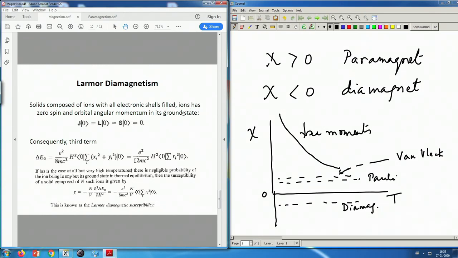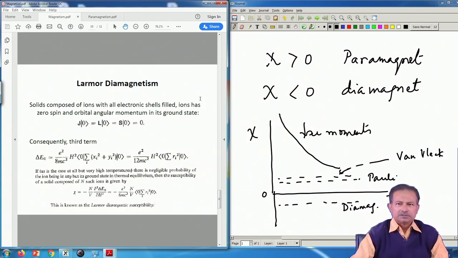Now, if you have a solid where the atoms or ions have all their electronic shells filled, for example argon, neon, xenon, this kind of system, they have completely filled shells. So, inert gases, they are inert because they are completely filled shells. There you will have the situation that L is 0, S is 0, therefore J, which is L plus or minus S, is 0, as we will come to Hund's rule.